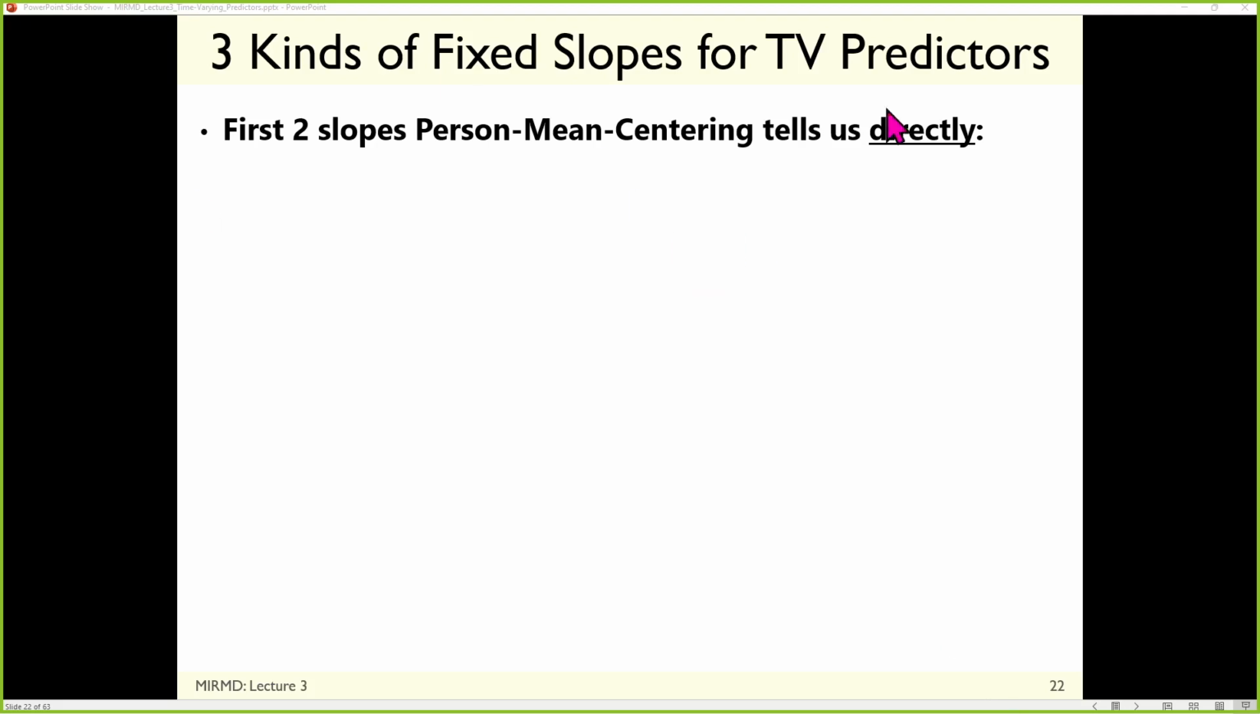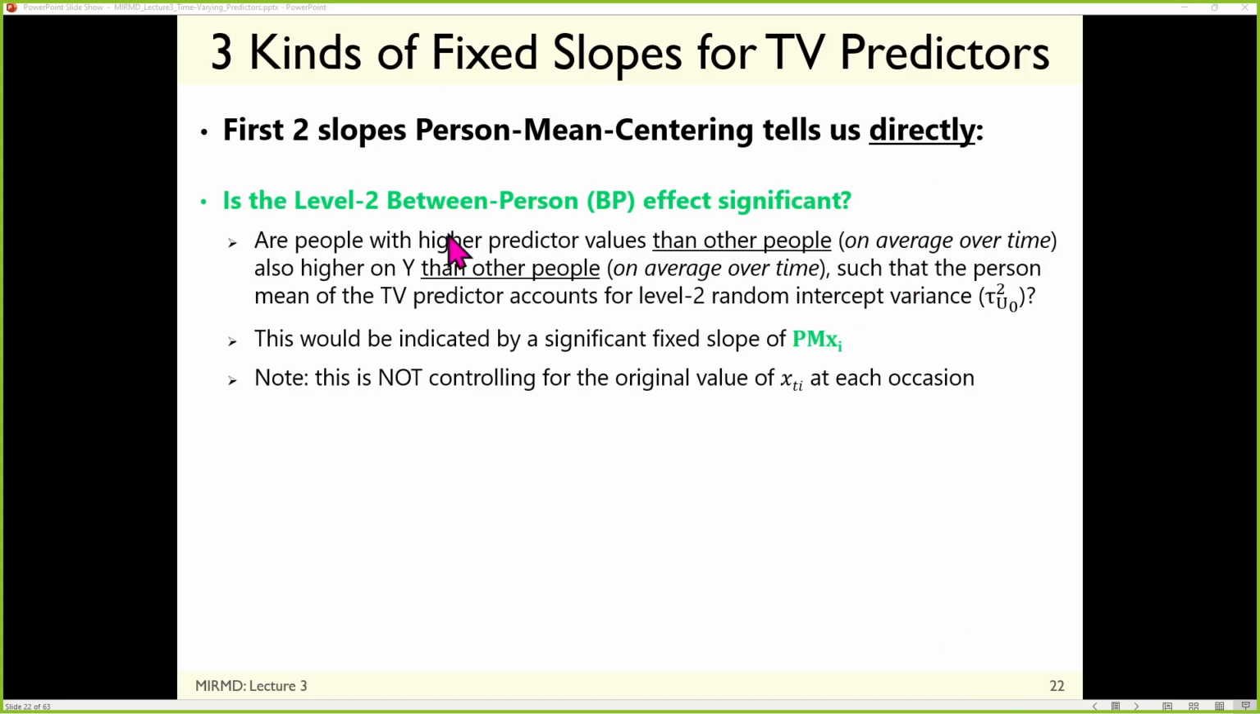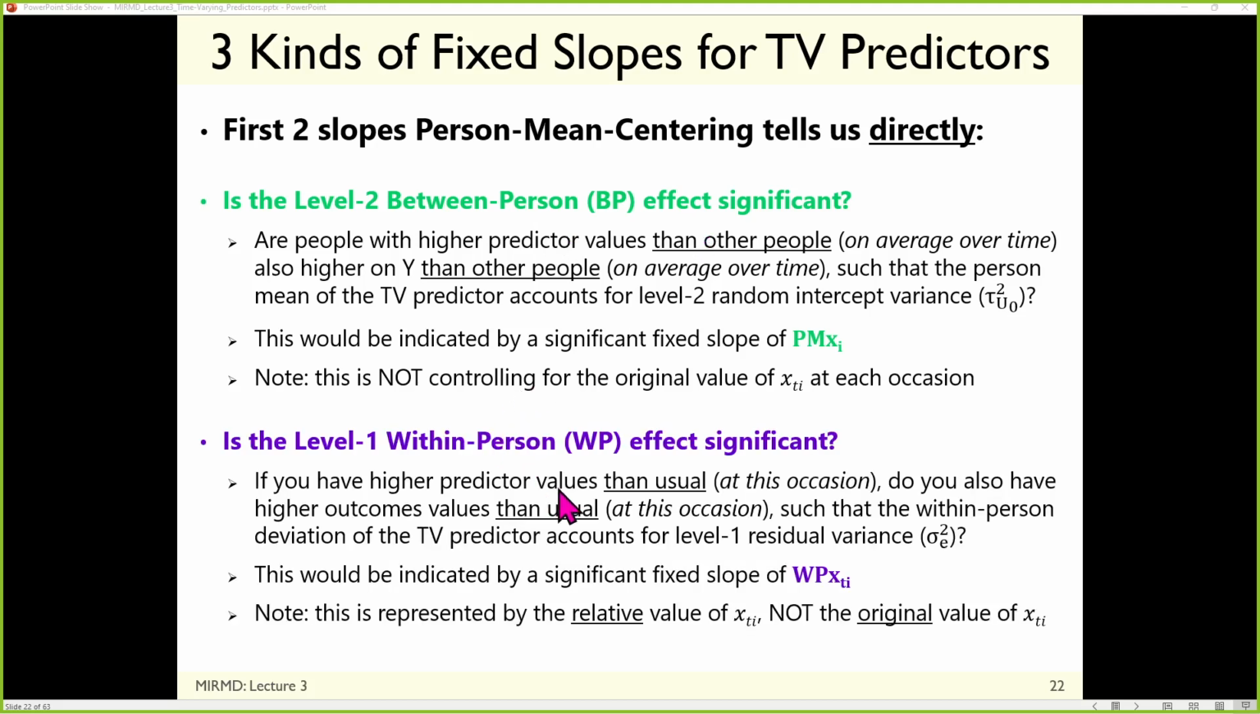We went over one option. Person mean centering tells us about the between-person effect at level 2. So if you're higher on X than other people, are you higher on Y? The within-person effect at level 1: if you're higher than usual at this occasion, are you higher than usual on your outcome, either at this occasion or at the next occasion or the previous occasion, whatever you feel like doing. And each of these is separate because they pertain to predictors that are uncorrelated with each other.